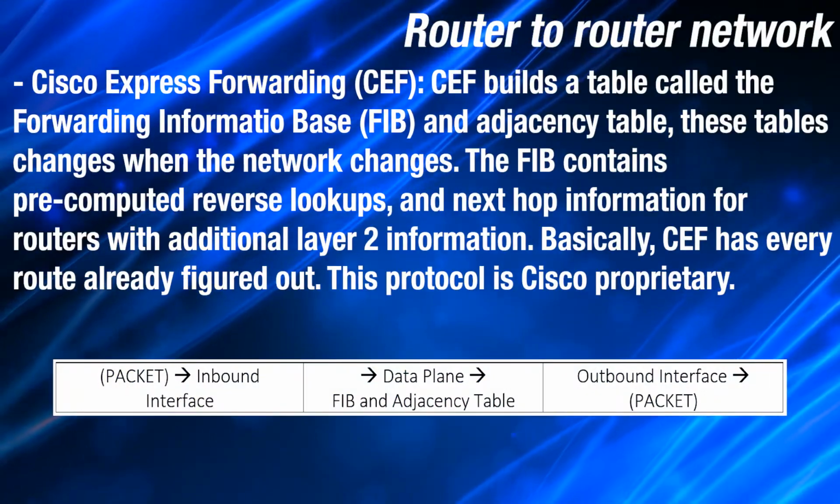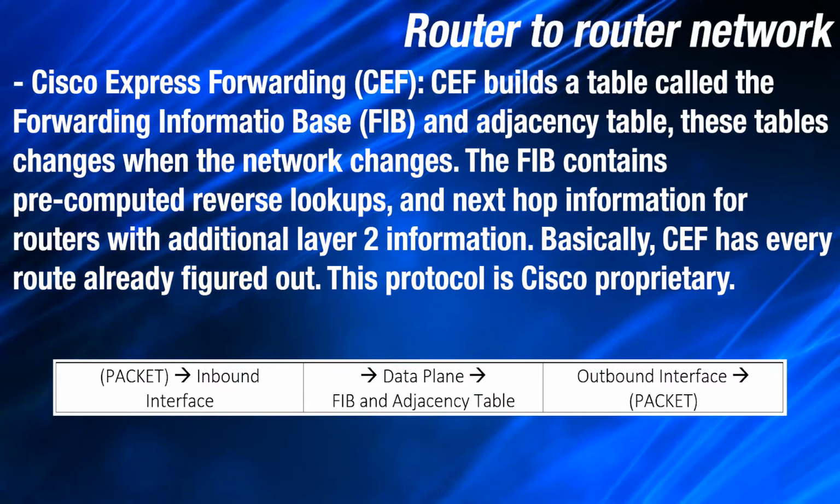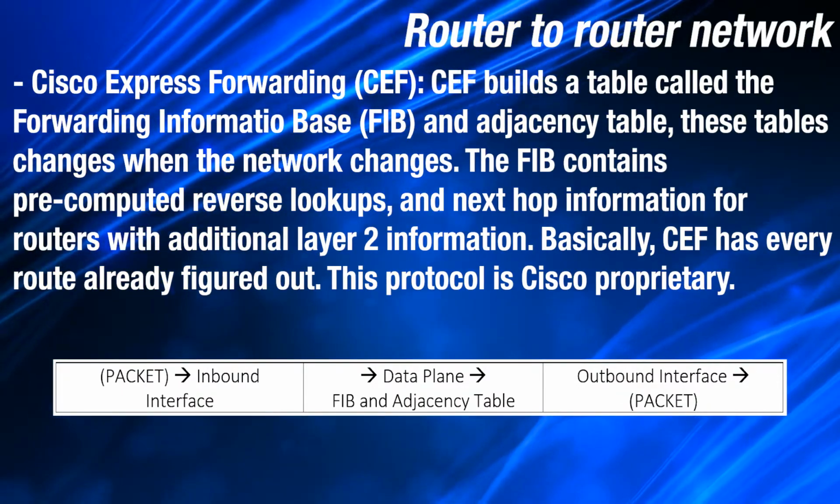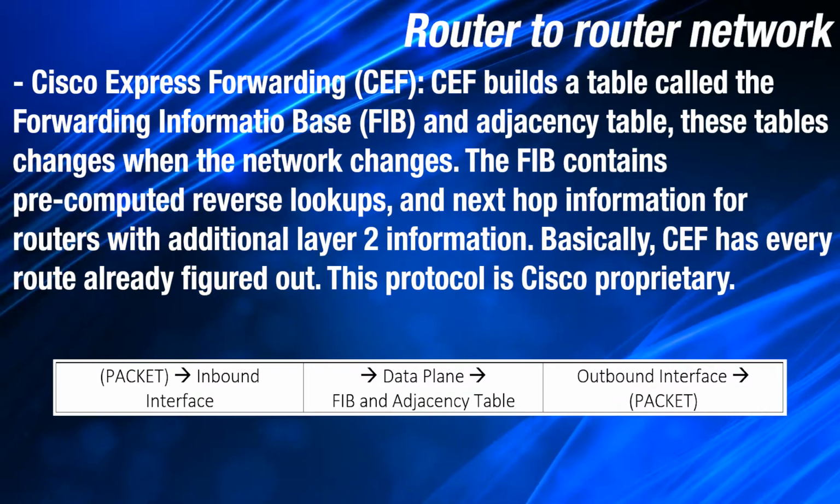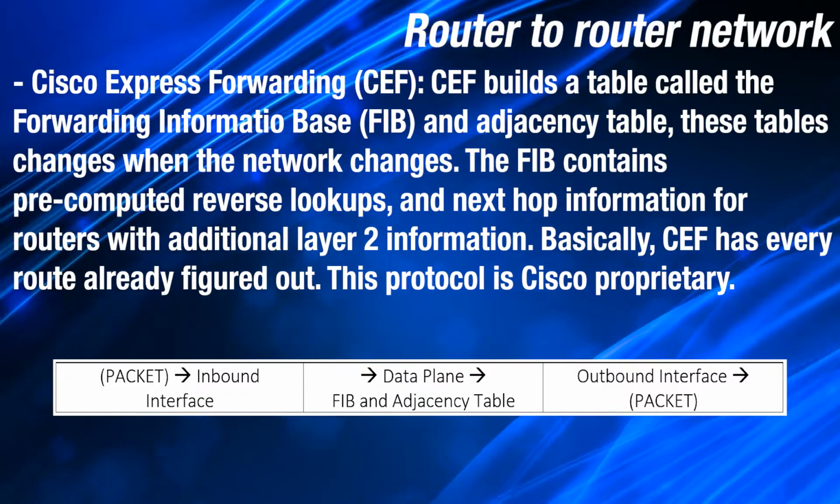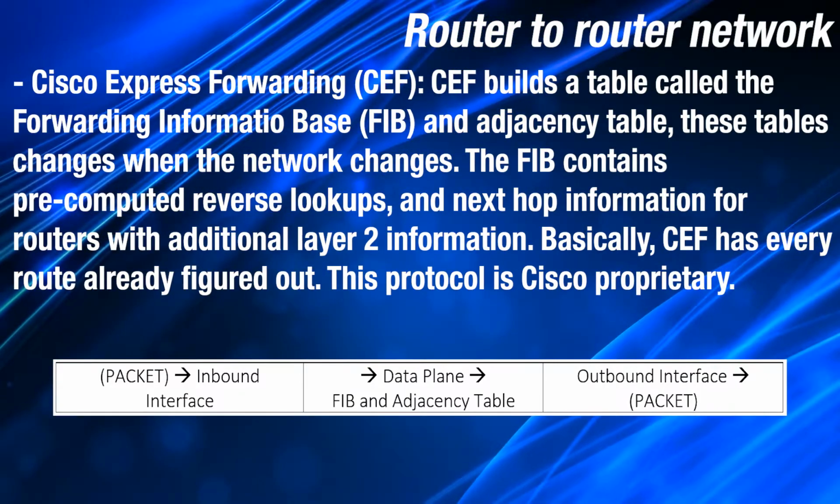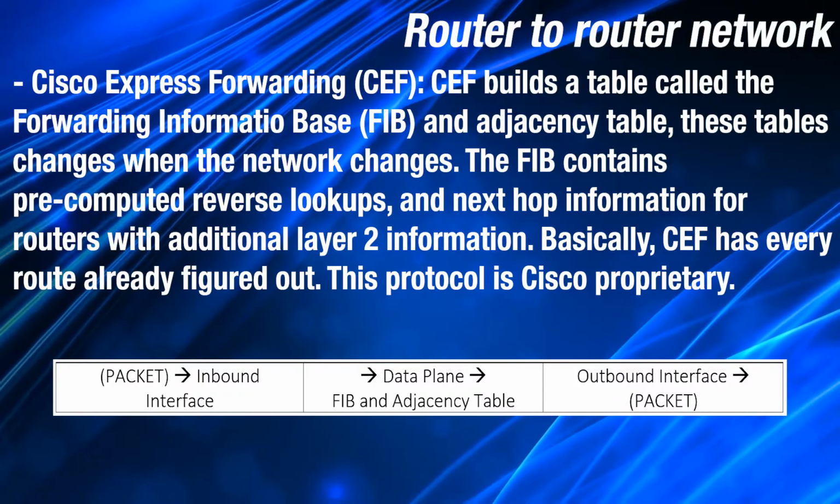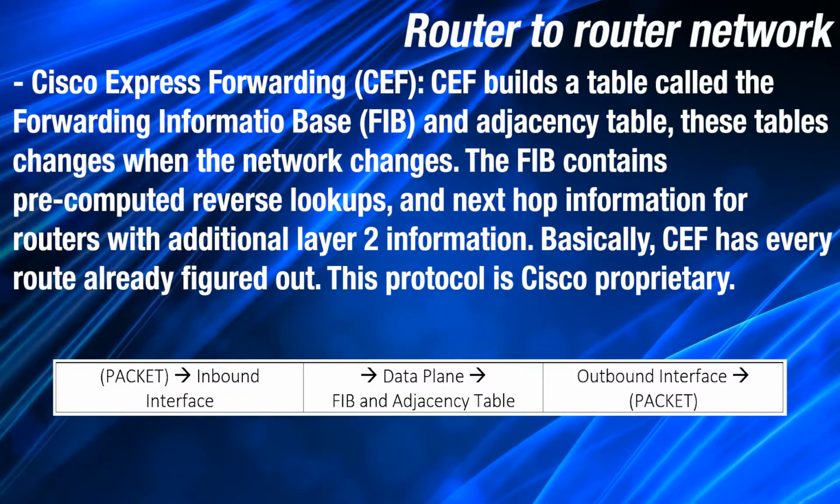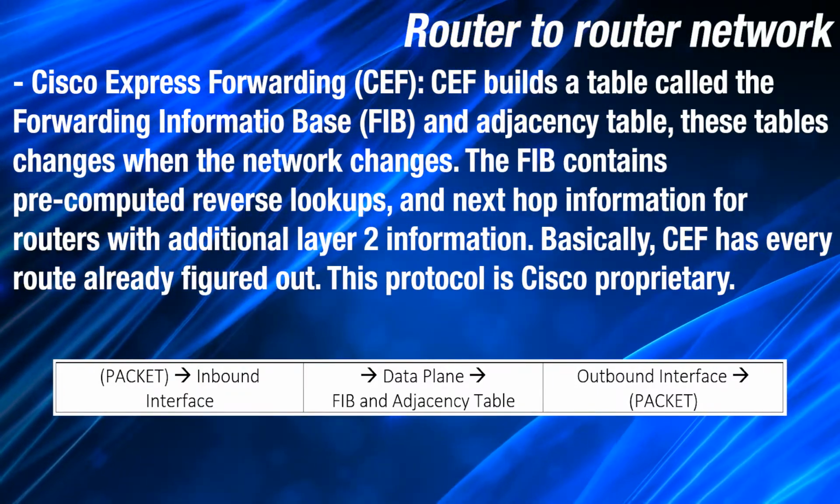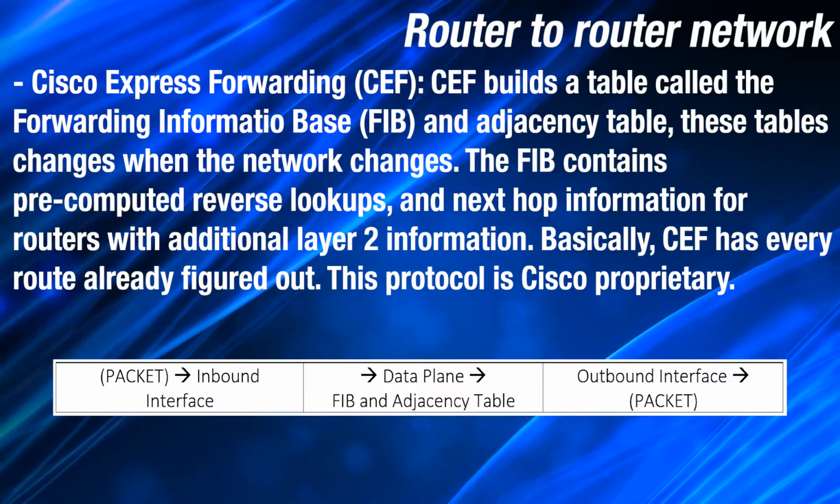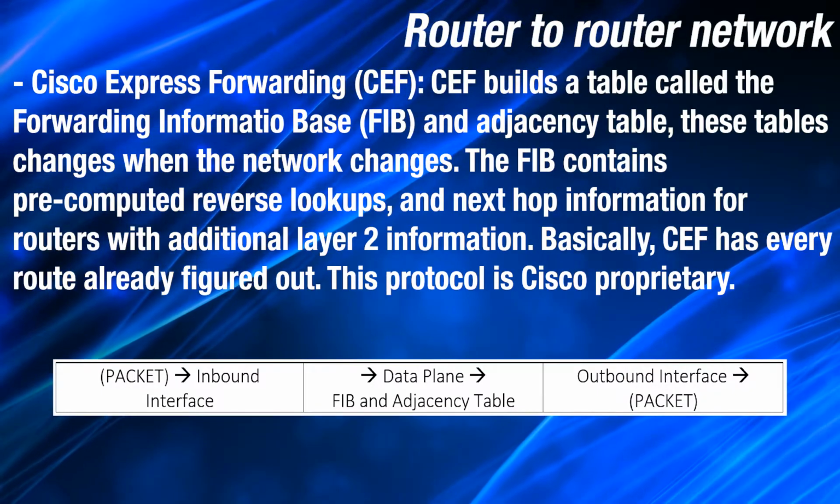And then we have Cisco Express Forwarding, or CEF. CEF has a fast switching cache, just like fast switching, called the Forwarding Information Base, or FIB. There's also a table called the Adjacency Table. Changes to this table are made when the network topology changes. So, if a route goes down, the tables will change.